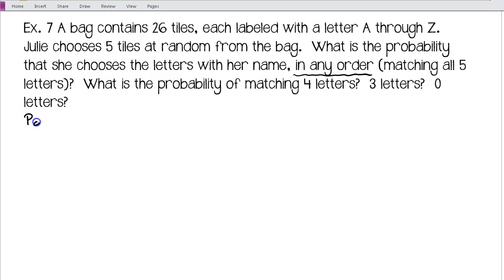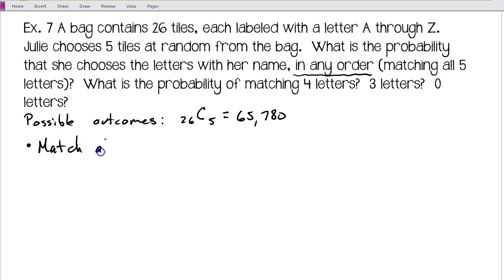So let's figure out the possible outcomes. There's 26 letters and we are going to choose 5 of them. That's 65,780. To match all 5, there's only one way we could do that, so that would be 1 out of 65,780.